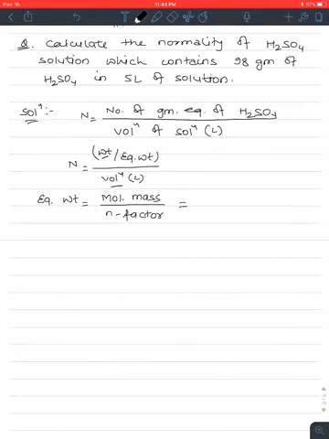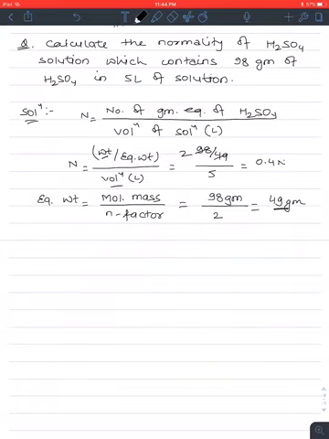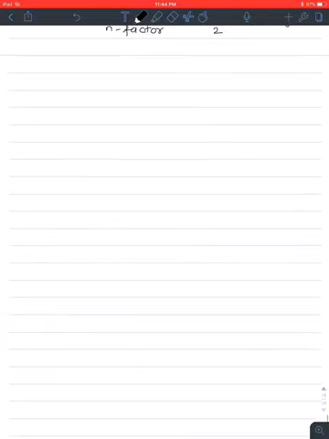Now what's the molar mass of H2SO4? So molar mass of H2SO4 is 98 gram per mole. And what's the n factor for H2SO4? It is equal to 2. So equivalent weight of H2SO4 is 49 gram. So using this in the above equation, we'll get weight given is 98 divided by 49 upon 5. So it is 2 by 5, which is 0.4N. So normality of this solution is 0.4N. Understood? So if they have given weight, then also you can find the normality of the solution.